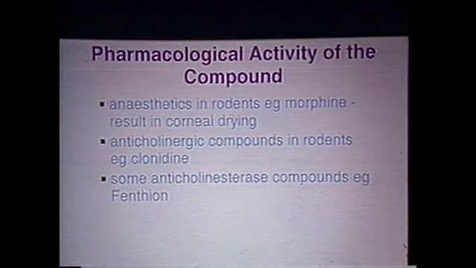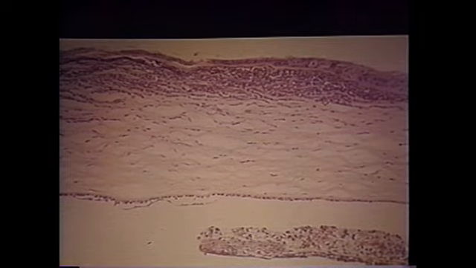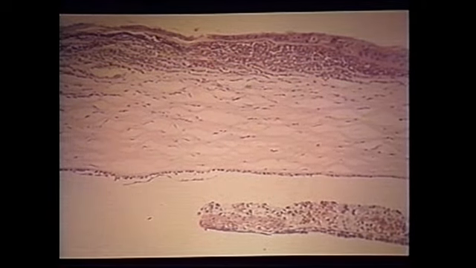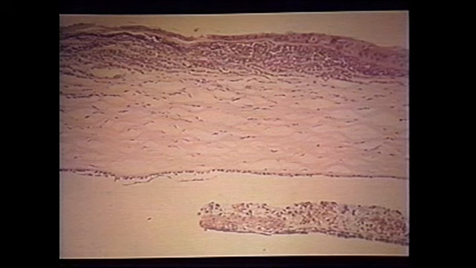Anticholinergic compounds such as clonidine also have been described as producing corneal abnormalities due to abnormalities in the precorneal film. And in some cases of anticholinesterase compounds, and phenthyon is one example of that, corneal changes have also been described as a result of abnormalities in the precorneal film. This slide is of a rat's cornea which has been treated with clonidine and shows the typical keratitis of the abnormality in the precorneal film.